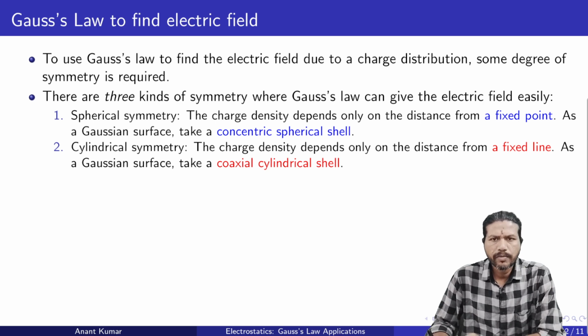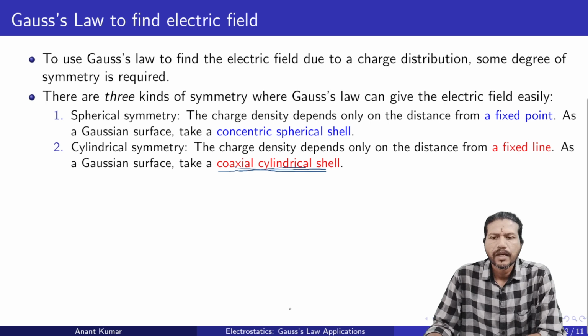The second kind of symmetry that we have is cylindrical symmetry. Now in this case, the charge density depends only on the distance from a fixed line. This line will be nothing but the axis of the cylinder we will be dealing with. And in this case, as a Gaussian surface, we shall take a coaxial cylindrical shell. So we have to take a cylindrical shell, and this should have the same axis as the charge configuration.